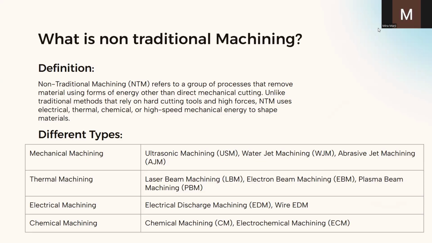Like I mentioned before, there are four different types: mechanical, thermal, electrical, and chemical. Some examples of each: ultrasonic machining or water jet machining for mechanical; laser beam machining or electron beam machining for thermal; electrical discharge machining or wire electrical discharge machining for electrical; and for chemical, there's chemical machining and electrochemical machining.